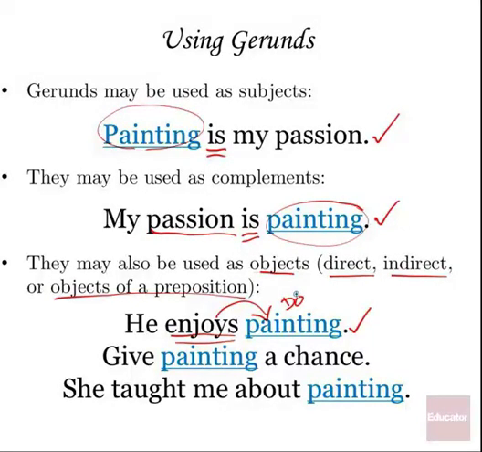Give painting a chance. Here we have an indirect object. Our verb is give. Our direct object is chance. And our indirect object is painting, because painting is what is receiving the direct object, the chance. And finally, she taught me about painting. Well, this is a prepositional phrase. Includes the preposition about. About what? About painting. You remember a prepositional phrase is anything you can do to a log. She taught me about the log. About painting. So you can use a gerund in pretty much any way you can use a noun.